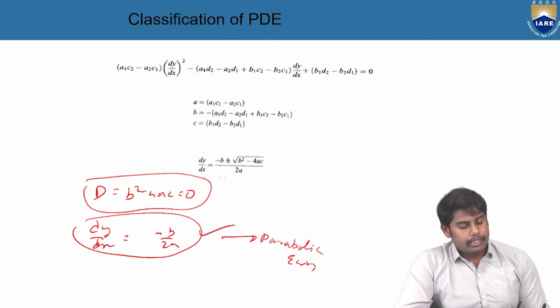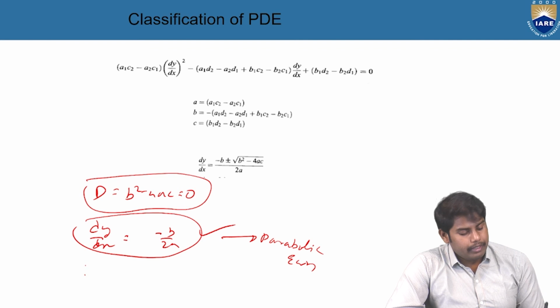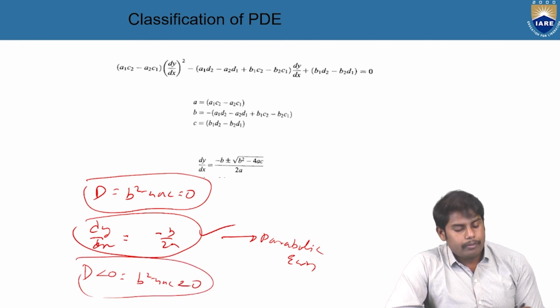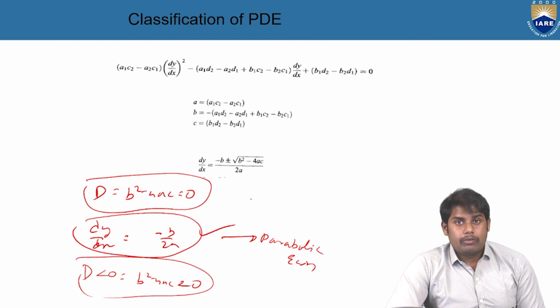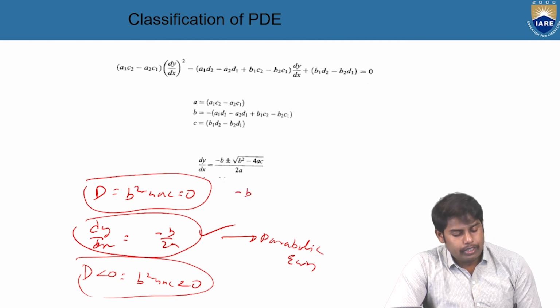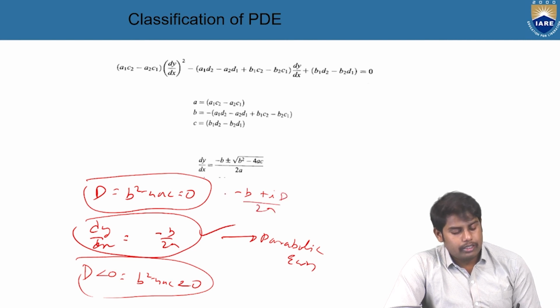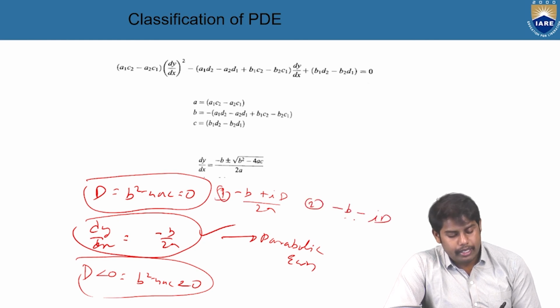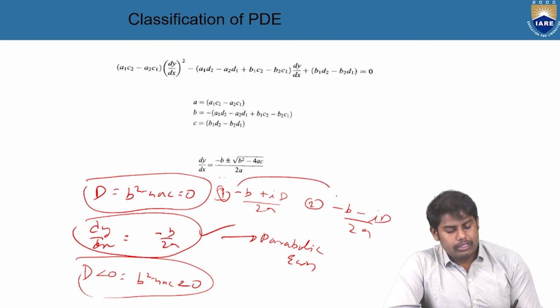Then, the discriminant less than 0. What is the meaning? b square minus 4ac less than 0. Here we have imaginary curves. Basically you will have, let's say, minus b plus i times some d value, divided by 2a. This is for the first equation. The second one would be minus b minus i d divided by 2a. So you have these two.